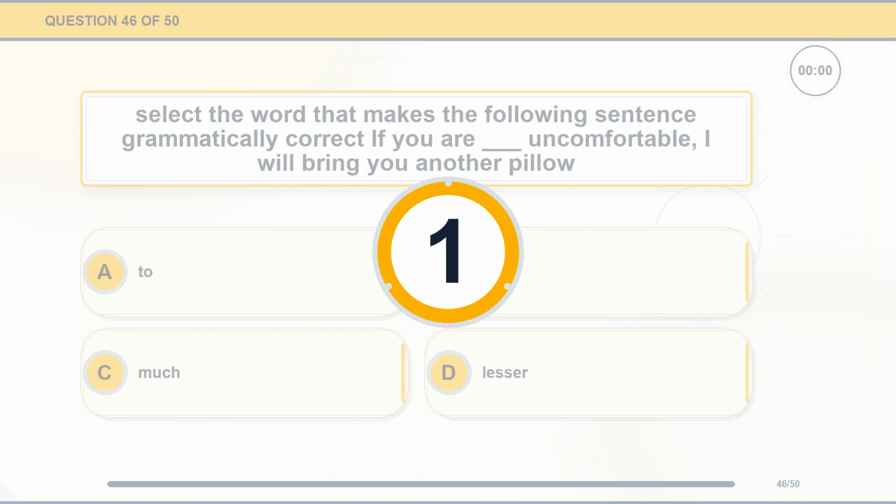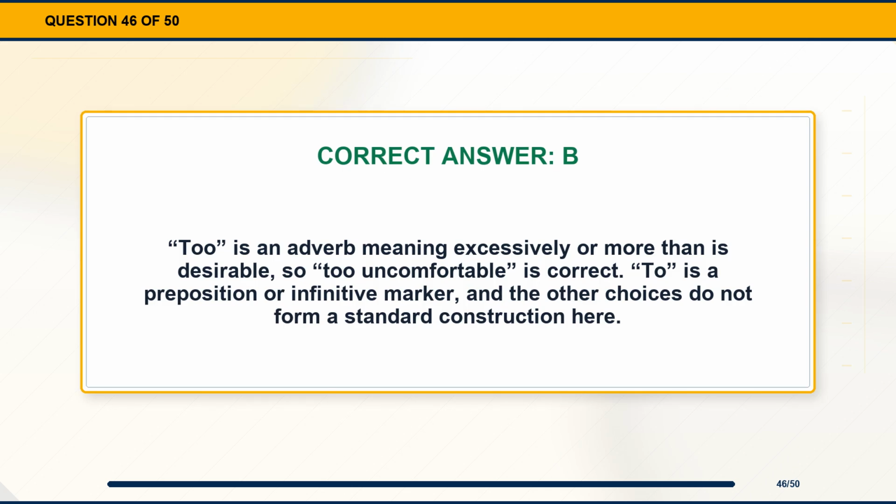The correct answer is option B, to. Explanation: to is an adverb meaning excessively or more than is desirable, so to uncomfortable is correct. To is a preposition or infinitive marker, and the other choices do not form a standard construction here.